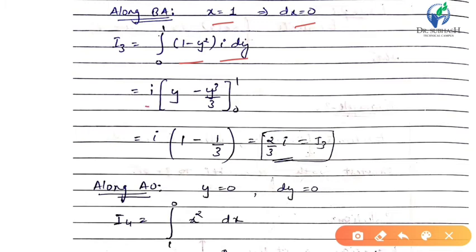Now this i will be as it is, and I will just integrate this. Integration of 1 will be y. Integration of y square will be y cube by 3. I will put the limits, upper limit minus lower limit. So I get I3 as 2y by 3.